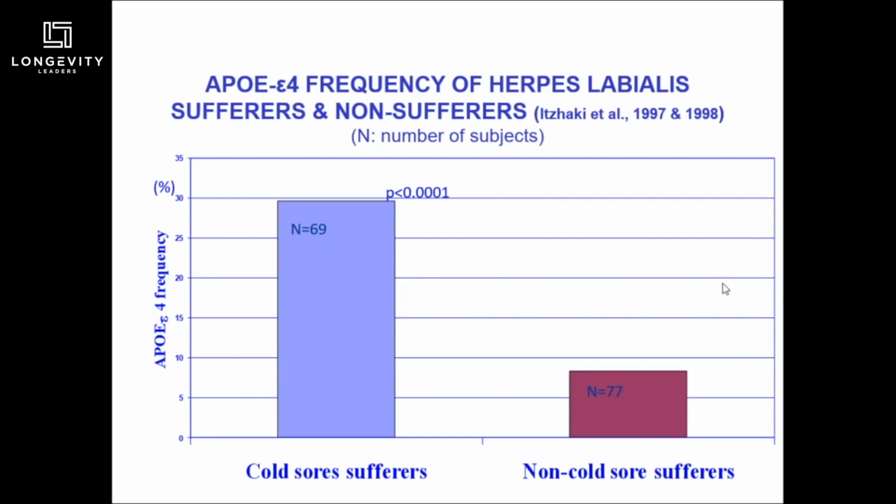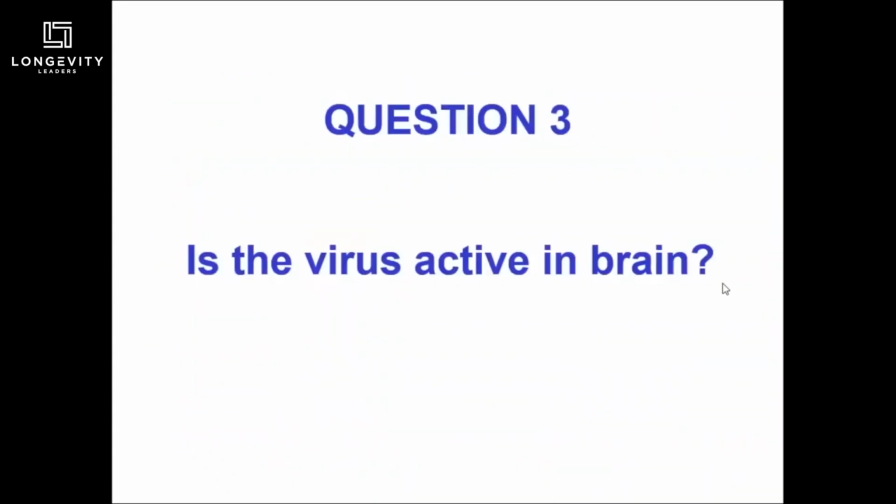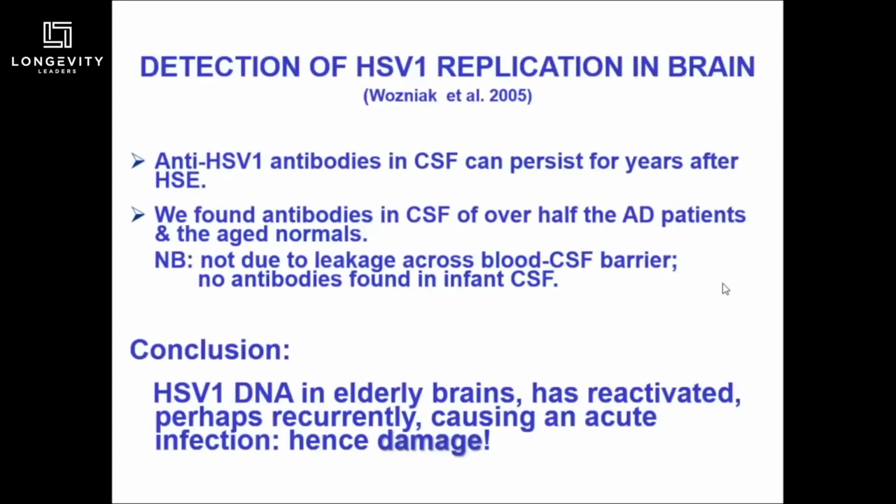In fact, we were able to argue in our Lancet paper in 1997 that the two together were likely to be causal rather than just an association, but I haven't got time to go through that now, obviously. Then the next question we asked: is the virus active in brain? Because it could just be a passenger doing nothing, just sitting there quietly. I'll show you in the next slide what we did.